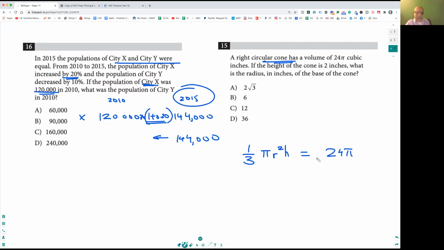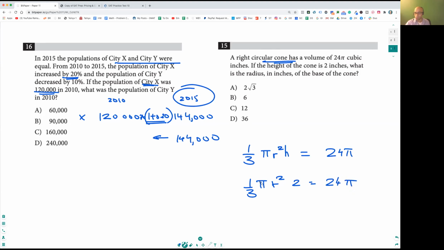Super easy. Hi, Elizabeth, well done. Well done, Amy. Okay, so I'm gonna explain this to you. And now that's 24 pi, right? And the height is 2. So I'm just gonna put in 2 over here. Actually, why don't I just write it over here? 1/3 pi r squared times 2 is equal to 24 pi, right?